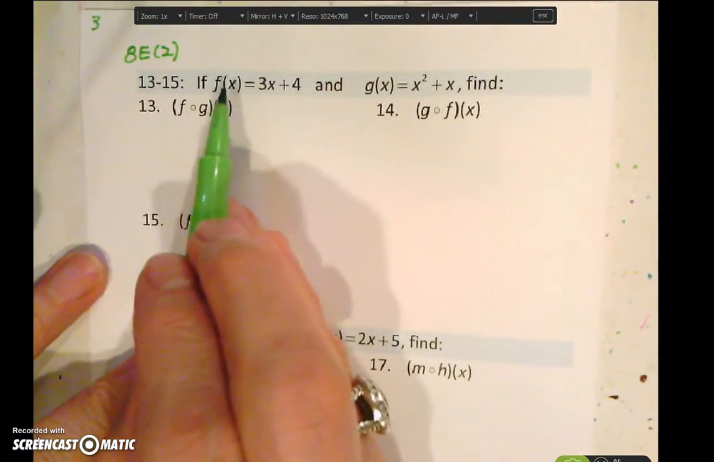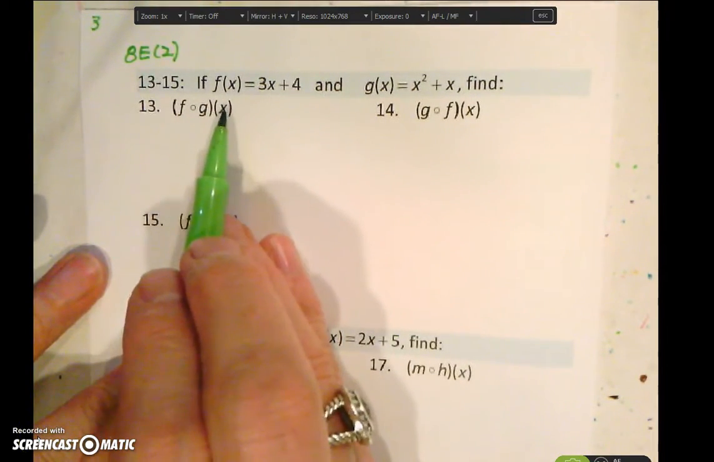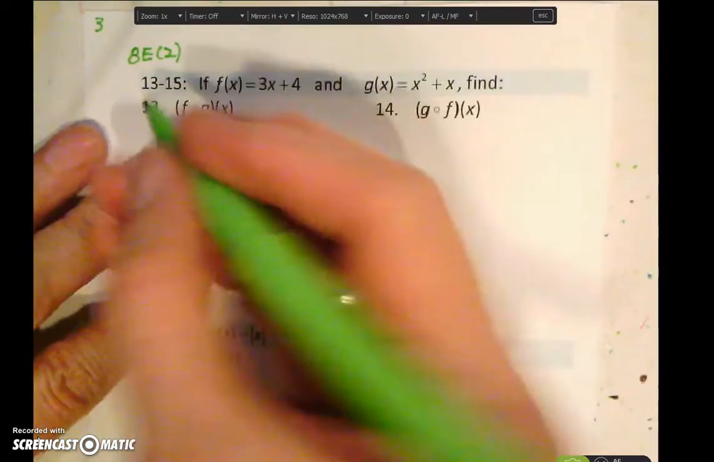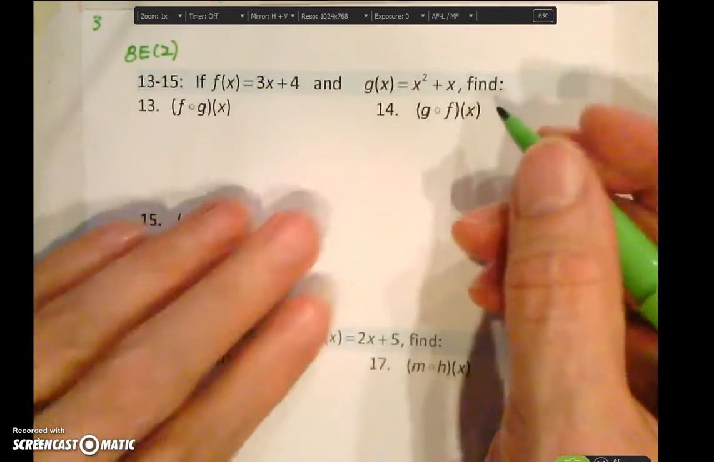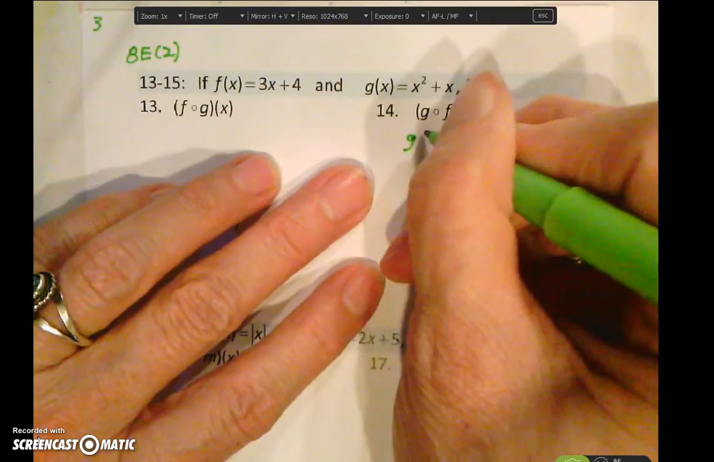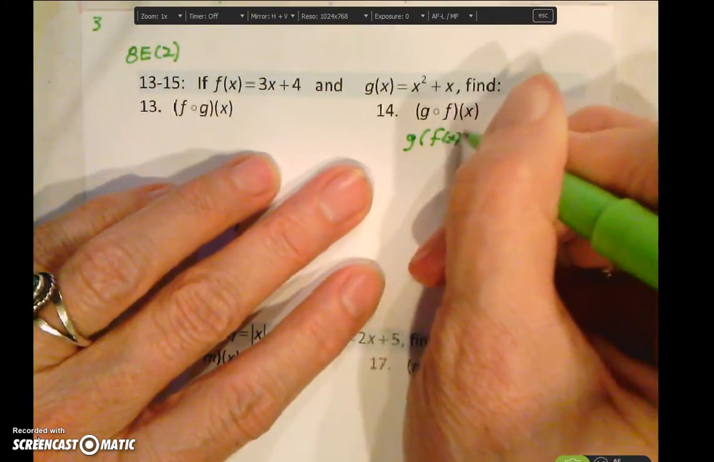So in this next group, we're going to actually do f of g of x. We had numbers in that first group, but now we're going to have an x here. This problem we've actually done once before, so I'm going to start with 14. So I'm going to do g of f of x.